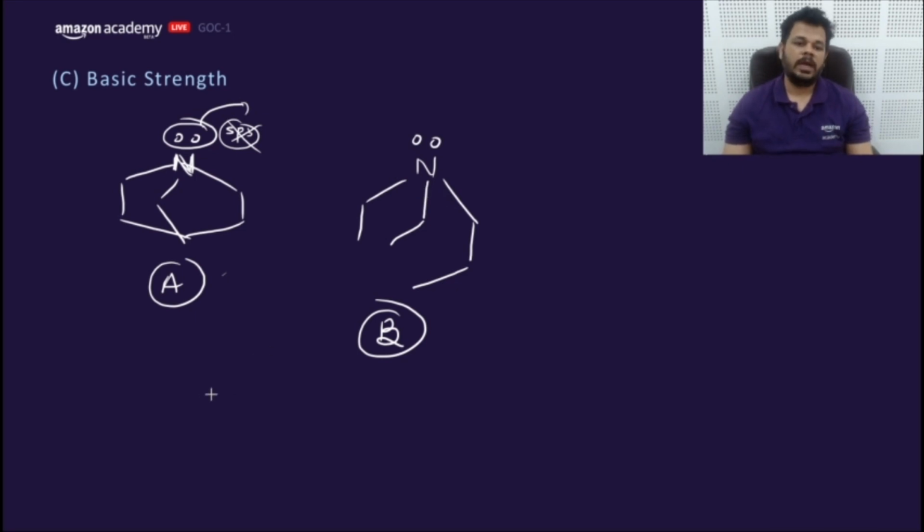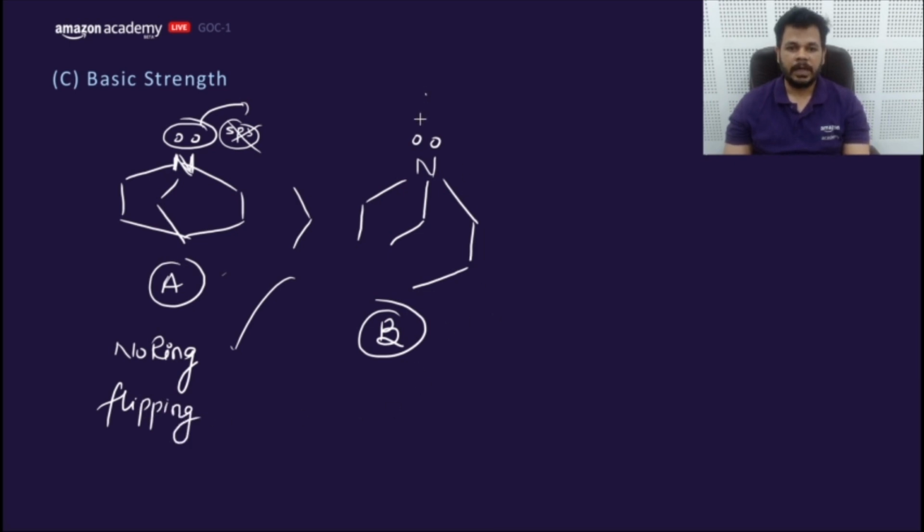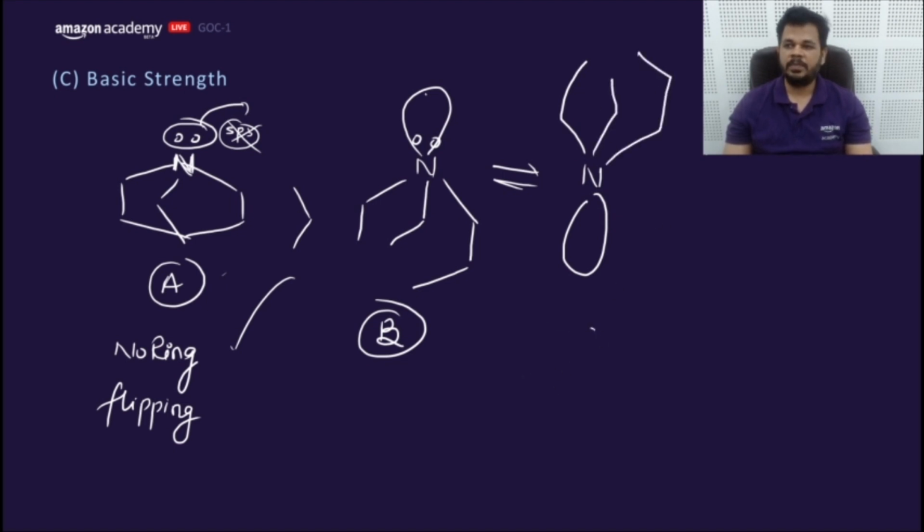No. My dear friends, A is more basic than B because of no ring flipping. There is no amine inversion, whereas this can show flipping. It can flip around like this. Flipping decreases the basic strength, my dear friends. This is open chain, so this shows amine flipping. Amine flipping is inversely proportional to basic strength.